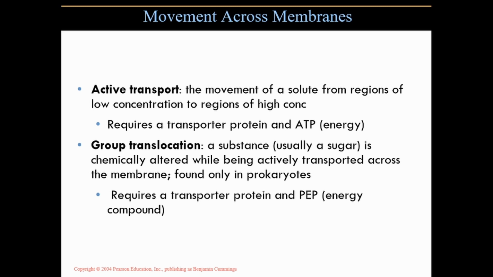In bacteria, there is another form of active transport called group translocation, where a substance, which is usually a sugar, is chemically altered while being actively transported across the membrane. This requires a protein as well, and another energy compound called PEP. I guess that's pretty easy. It's peppy. It gives it energy. It enables it to cross the membrane. And this, again, is only found in prokaryotes. Eukaryotic cells do not carry out group translocation.